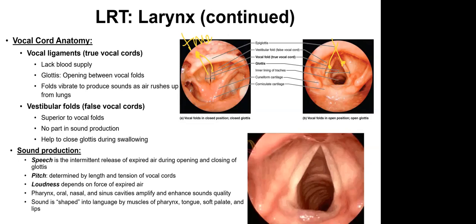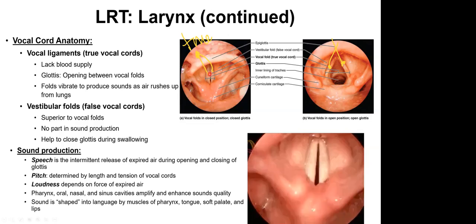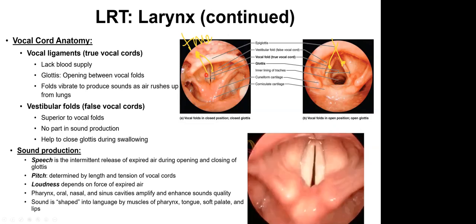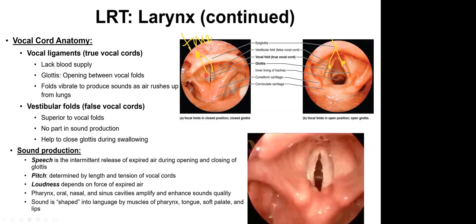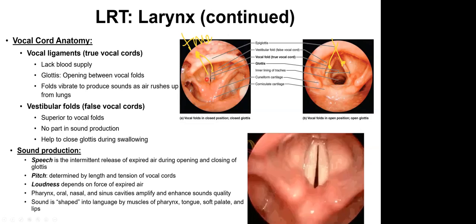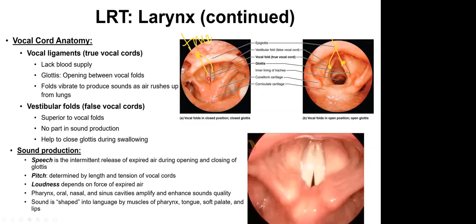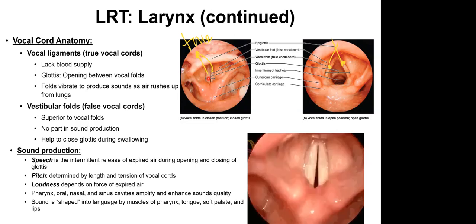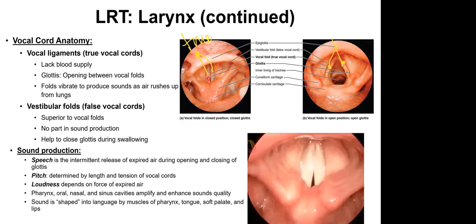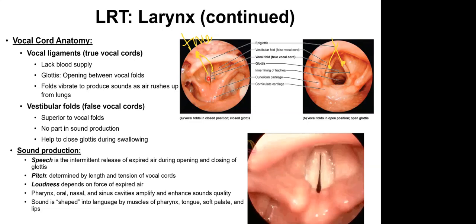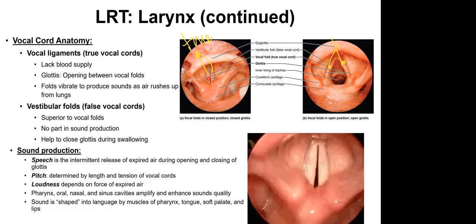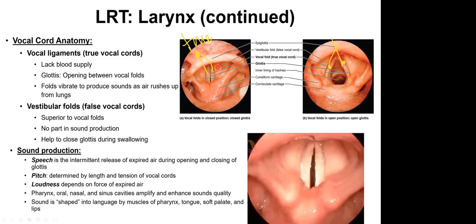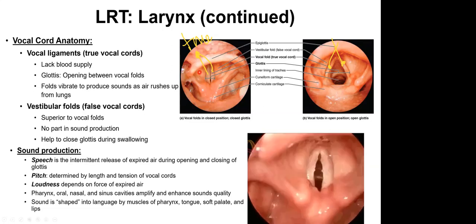And so how this works is that the vocal folds actually vibrate to produce sounds as air is rushing up from the lungs. And so in addition to having these true vocal folds, we also have false vocal folds, or false vocal cords. And these are going to be superior to the vocal folds. So you can see one here and one over here as well.